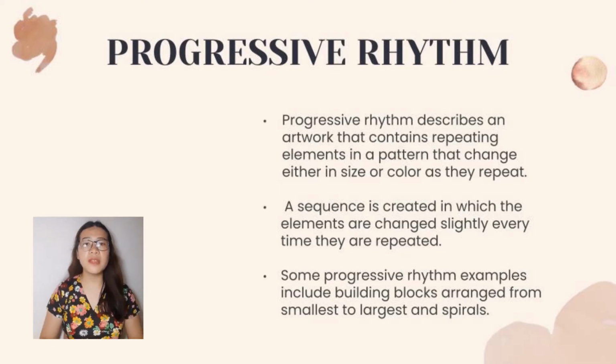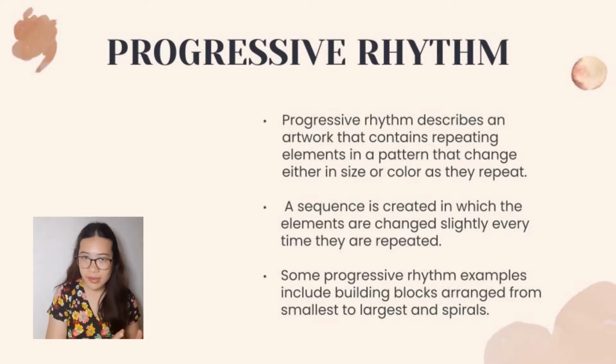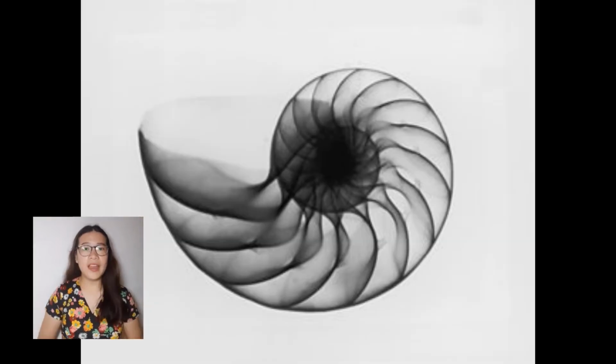A progressive rhythm describes an artwork that contains repeating elements in a pattern that change either in size or color as they repeat. A sequence is created in which the elements are changed slightly every time they are repeated. Some progressive rhythm examples include building blocks arranged from smallest to largest, and spirals. The example that I can provide is the artwork of Edward Charles Legris of 1910 entitled X-Ray of Nautilus Shell. As you can see, the shell is made up of a series of identically shaped sections that grow larger as they spiral out from the center. The regular way these shapes change creates a progressive rhythm.